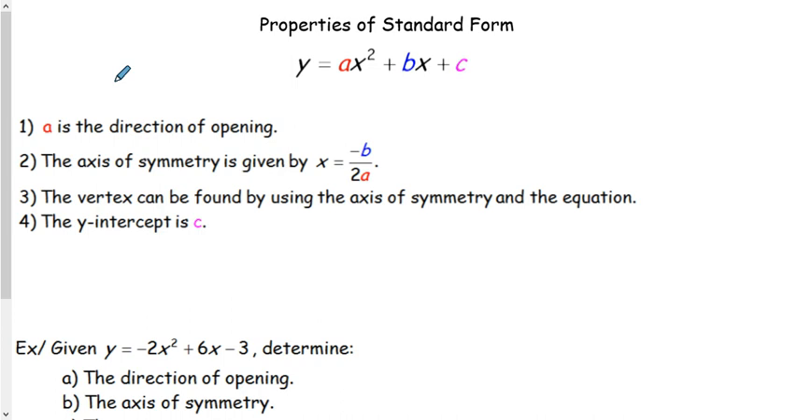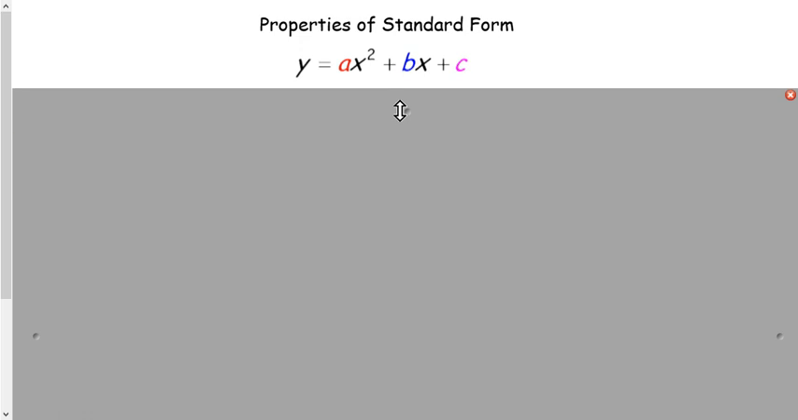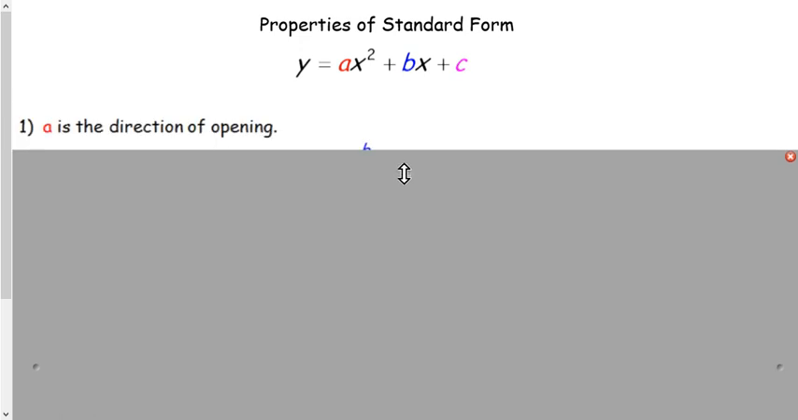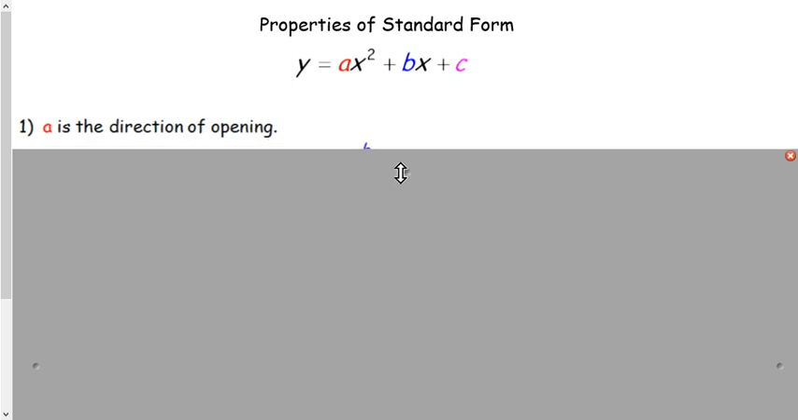We're going to look at a little formula that makes finding the axis of symmetry a little bit easier. So here's our standard form, right? It looks like this. A is going to tell us our direction of opening. If it's positive, it opens up like a smiley face. If it's negative, it opens down like a frowny face.